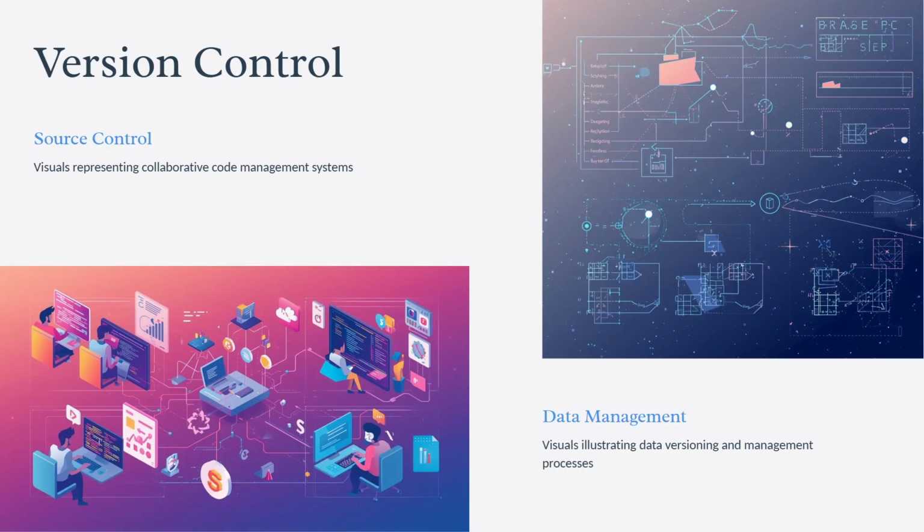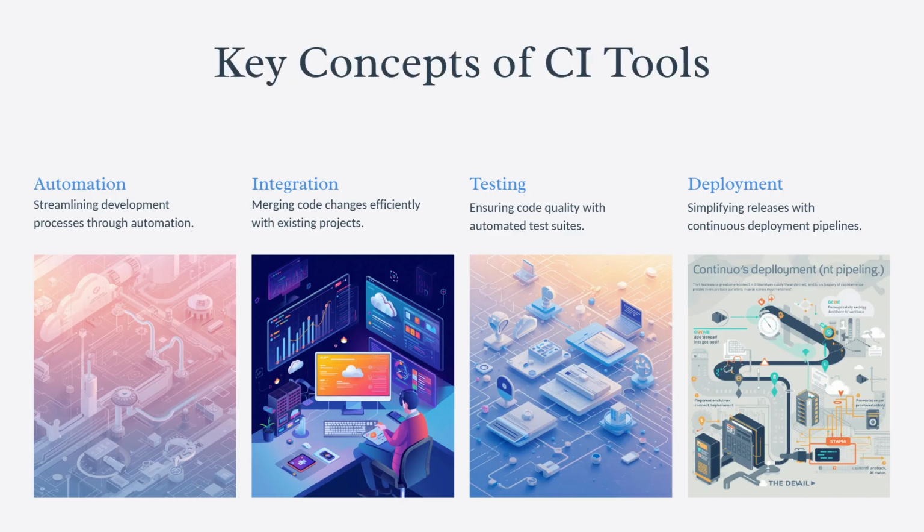But for ML projects, we need more than code tracking. We need data and model versioning too. That's where DVC, data version control, comes in. It extends Git to handle large datasets and machine learning models, ensuring full reproducibility of experiments. Together, Git and DVC are your safety net for collaboration, rollback, and consistent experimentation.